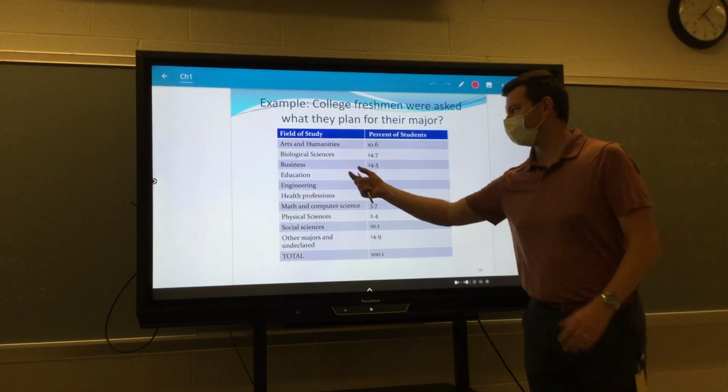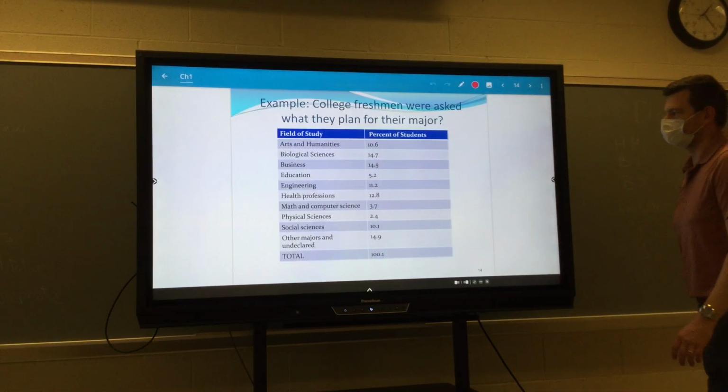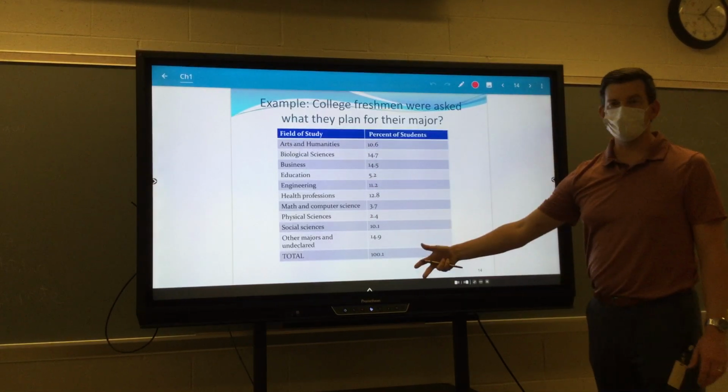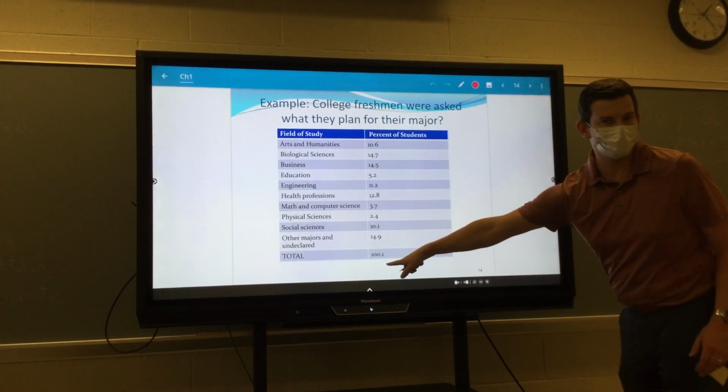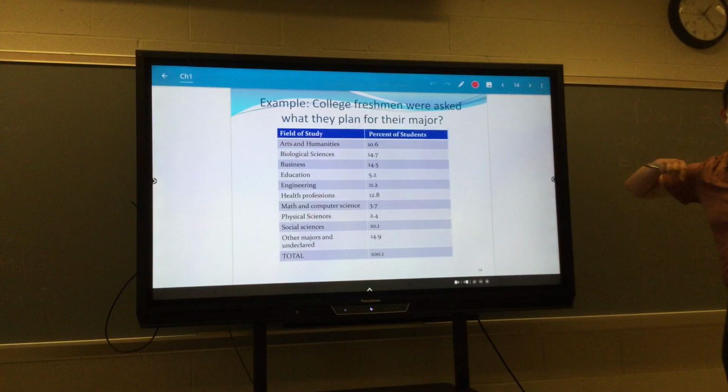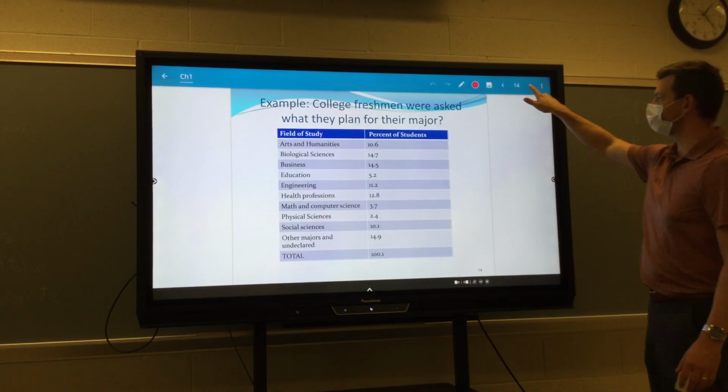Arts and humanities, biological sciences, etc. And our values, our measures, are in percent. There's a little rounding error, so they add up to 101 or 100.1%. Not a big deal.